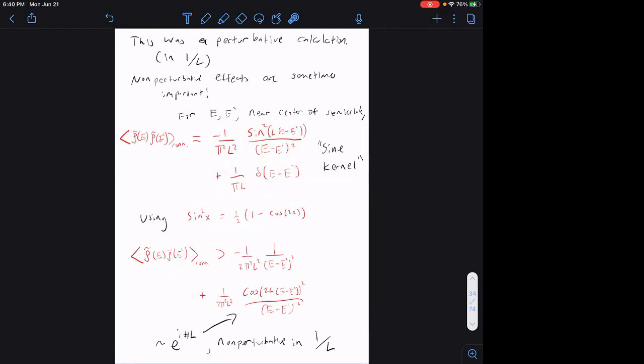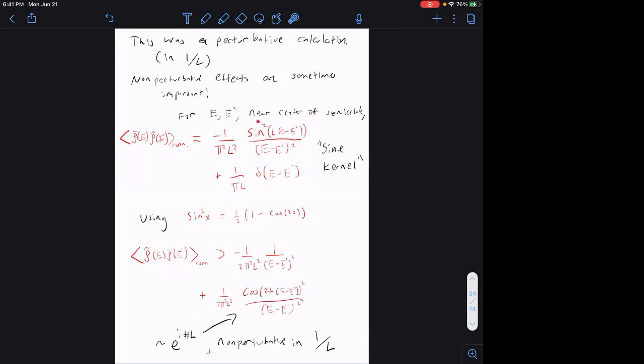This is saying that if you have an energy at E, you also definitely have an energy at E prime, because E prime equals E. So this is just the coincident energy delta function. This term is more interesting. So the sine squared oscillates very rapidly in the energy difference because L is very large. This thing also decays as 1 over the energy difference squared.